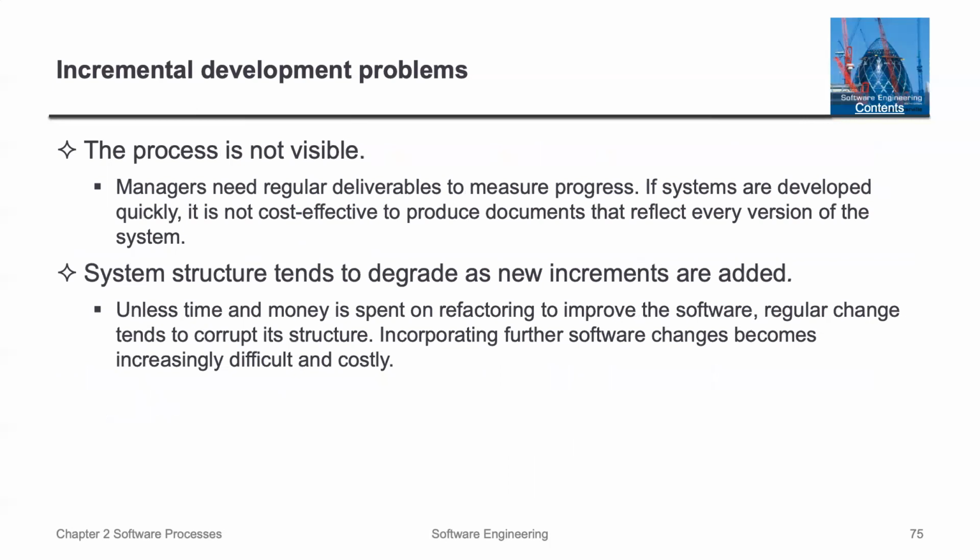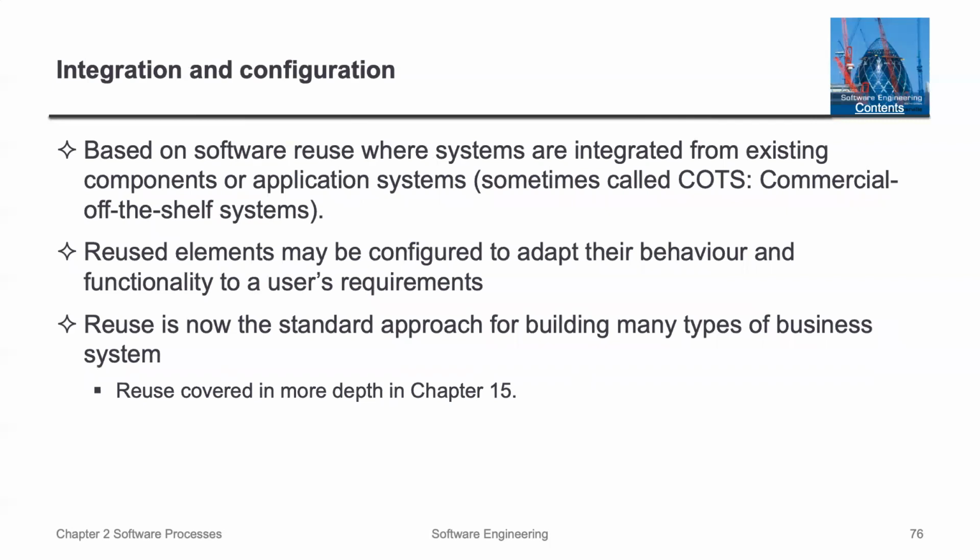The disadvantage is the process is not visible. So managers need regular deliveries to measure progress. If systems are developed quickly, it is not cost effective to produce documents that reflect every version of the system. So that needs to be considered. System structure tends to degrade as new increments are added. Unless time and money is spent on refactoring to improve the software, regular change tends to corrupt its structure. So incorporating further software changes becomes increasingly difficult and costly. So that's something to be thinking about.